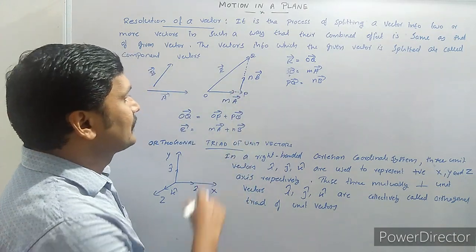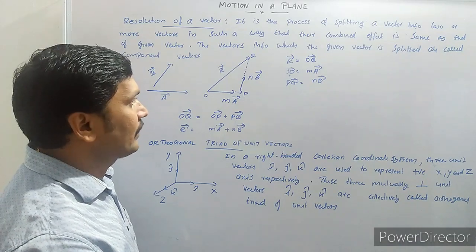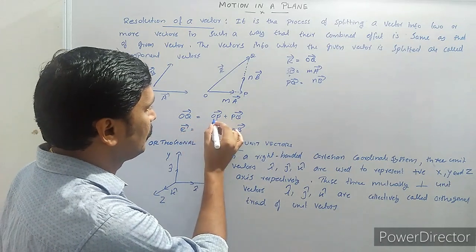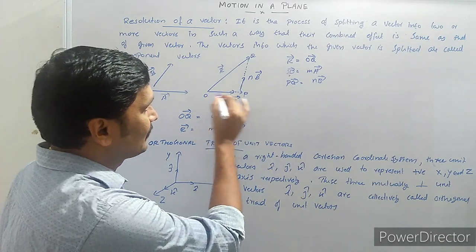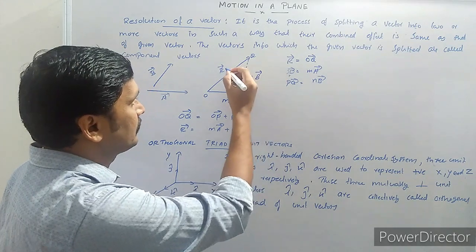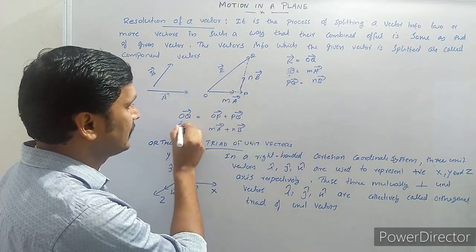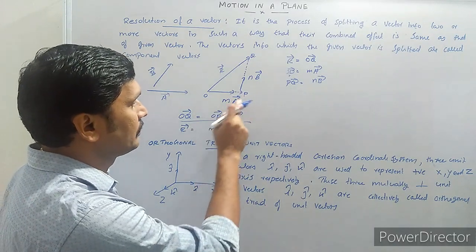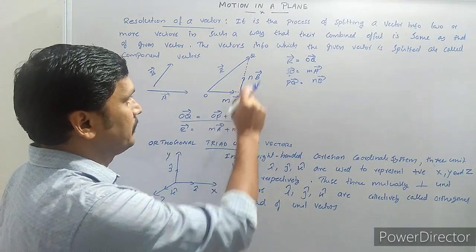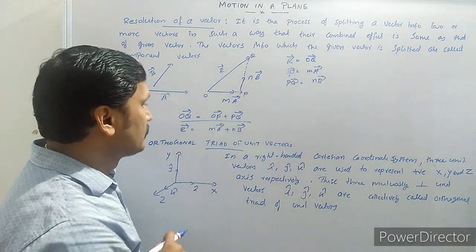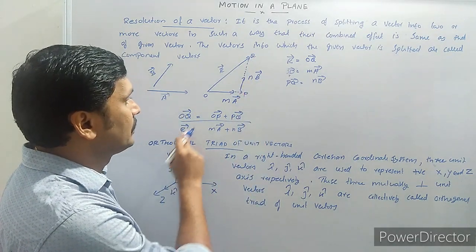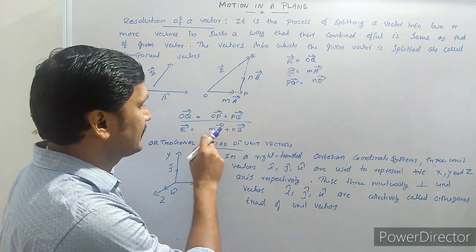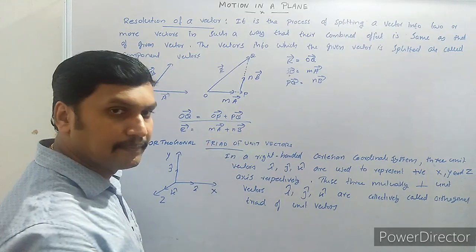Now, applying the triangle law of vector addition, we can write vector OQ is equal to vector OP plus vector PQ. What is OP? OP is equal to m times vector A. What is PQ? n times vector B. So we can write vector R is equal to vector mA plus vector nB.